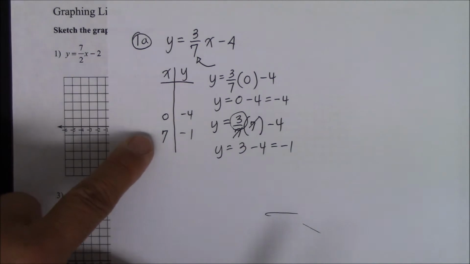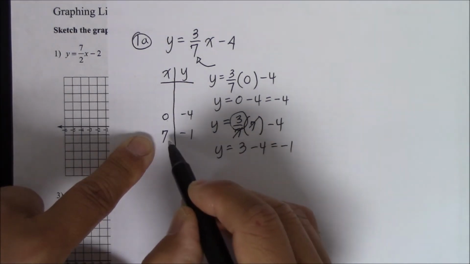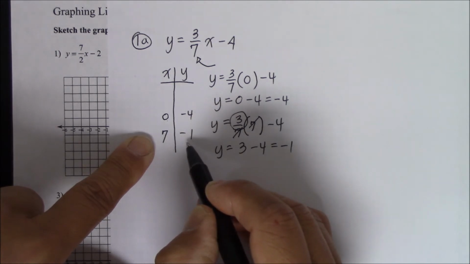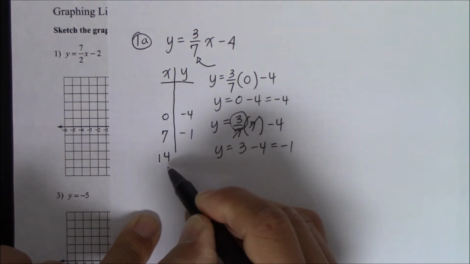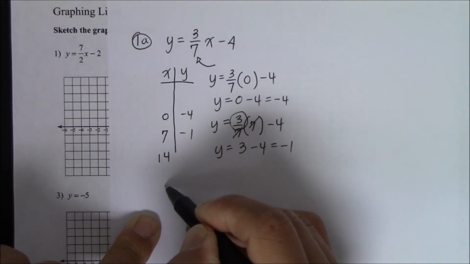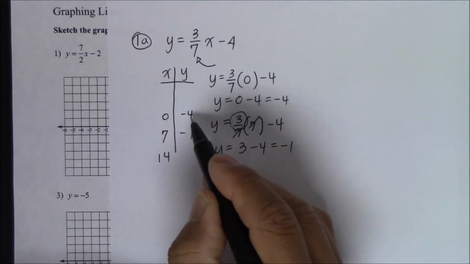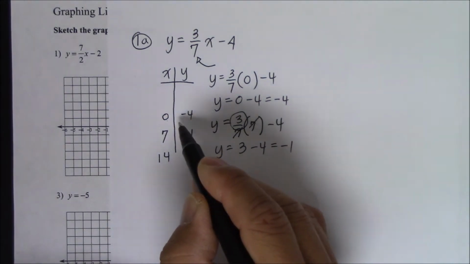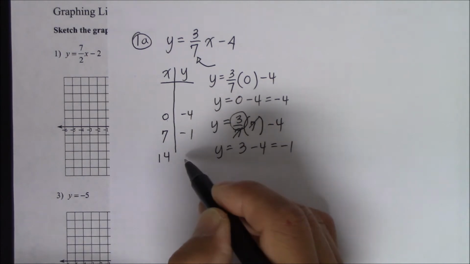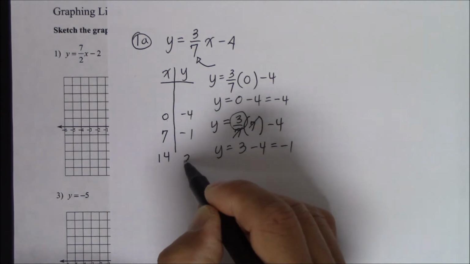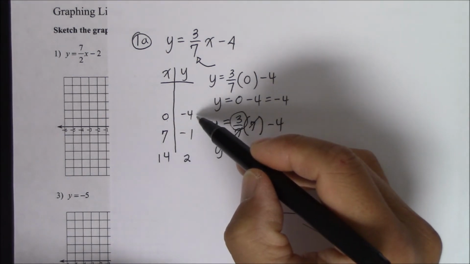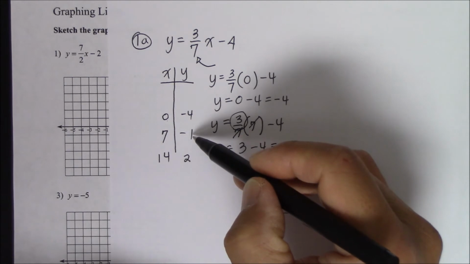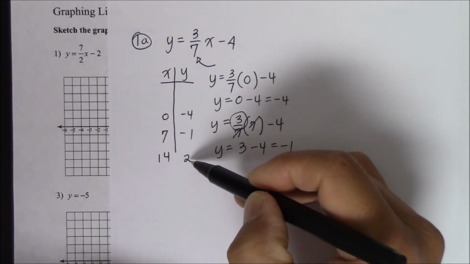And right away, some of you can see what the next pattern is. If it's 0, it's -4. If it's 7, it's -1. So as I increase the x's by multiples of 7, because next one will be 14, and so on and so forth, 21, 28, then this will increase by 3. So this will be -4, then this is -1, then this will be 2. Do you see why? -4 plus 3 is -1. -1 plus 3 is +2.